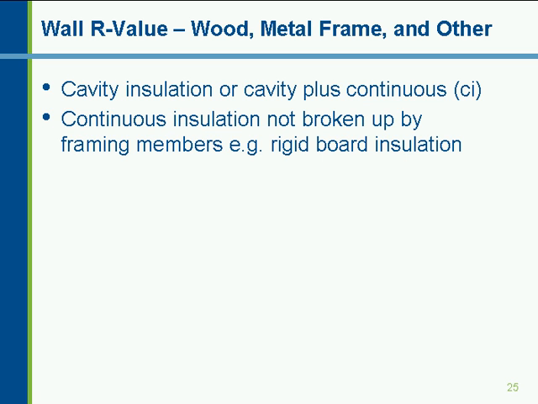For wall R-values, wood, metal framed, and other, we talked a little bit about insulation either must be placed continuously on the outside where it's required, or you could have insulation installed between the framing members. The CI, or continuous insulation, means insulation placed on the face of the studs and not broken up by any framing members. So essentially foam board insulation on the outside of a framed wall. This might be a synthetic stucco system where you're using foam board insulation. Anything that covers the face of the stud that actually has an R-value of R2 or better can be used and comply with this requirement.